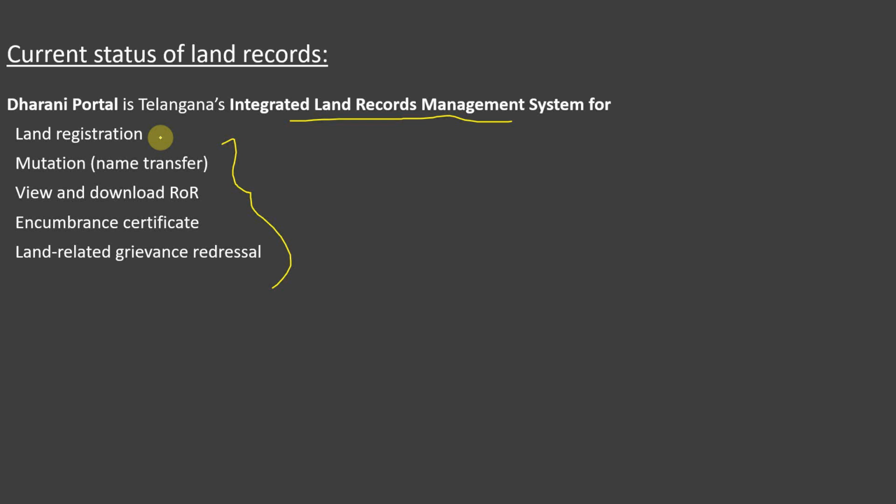The portal provides information about land registration or mutation, viewing and downloading the ROR, encumbrance certificates, and land related grievances redressal. So now it has become very easy to access and maintain a land record in the present system. So that's all for this class. I hope you all have understood about the maintenance of land records.